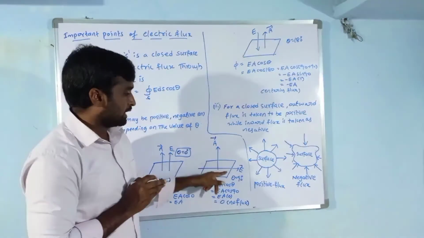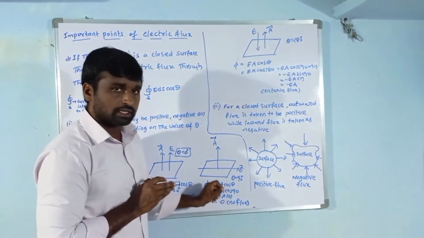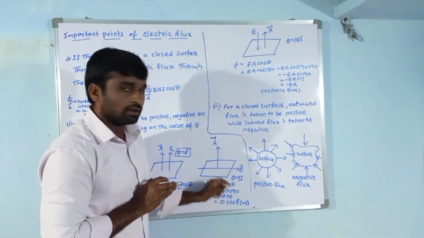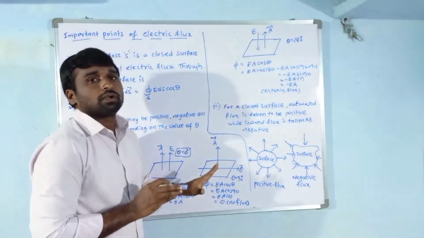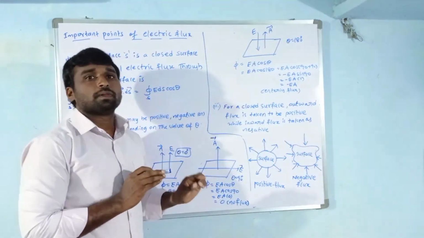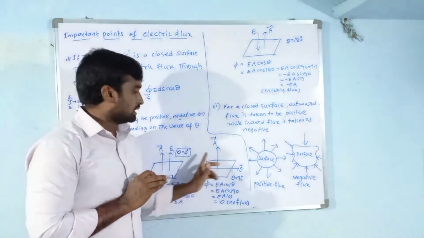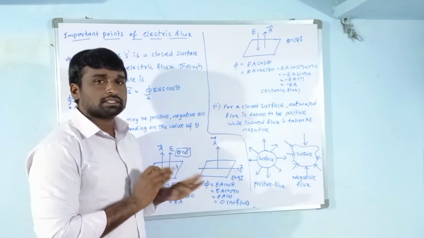So what is the direction? A and E, that is 90, so we can substitute theta equal to 90 degrees. EA cos 90. Cos 90 value is 0, so 0 into anything will be 0. Totally, the electric flux will be 0. That means there is no electric flux linked with that area element. Okay, this is the minimum. This can be taken as 0.